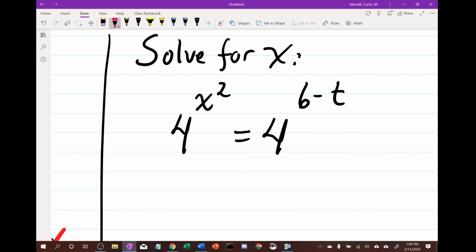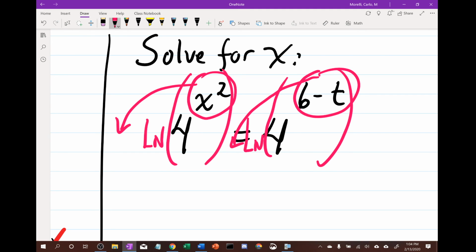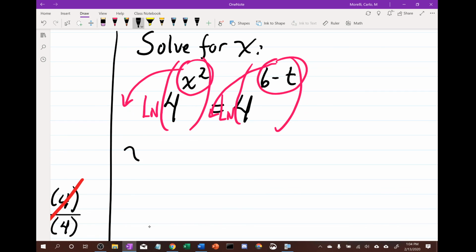We are going to start solving by taking ln of both sides. Now, don't try to put this in the calculator because you're not ready to put this in the calculator yet. Now you have to apply the power rule and bring this down here and bring this down here. So now I have x squared times ln of 4 equals 6 minus x in parentheses times ln of 4.